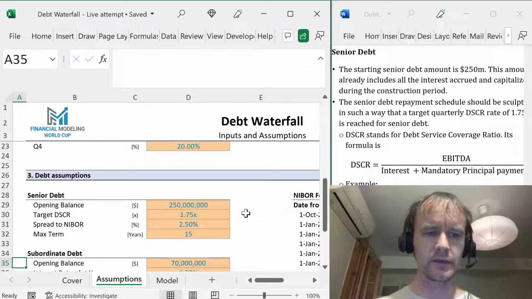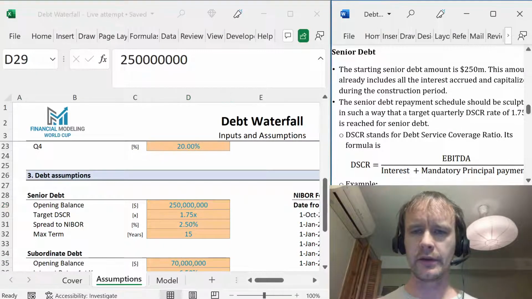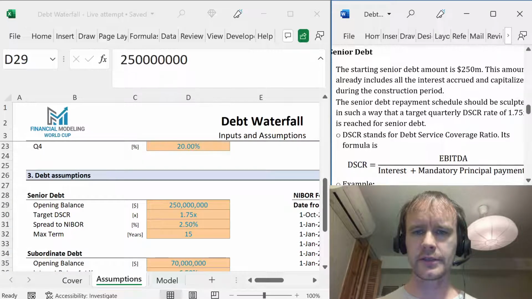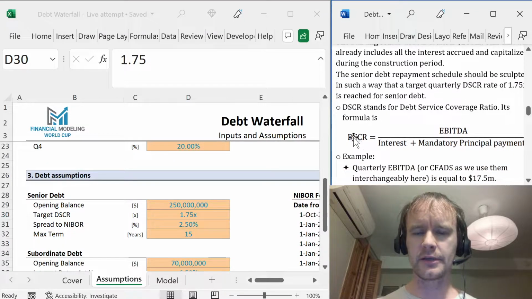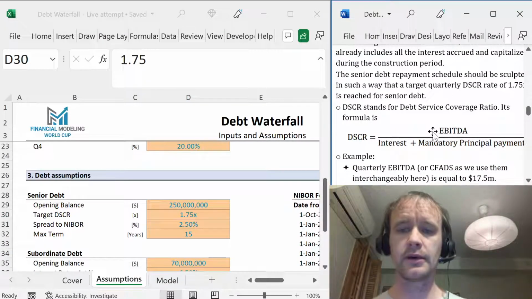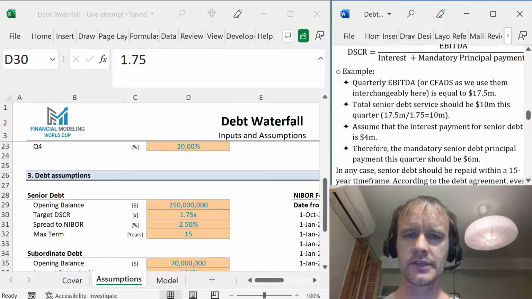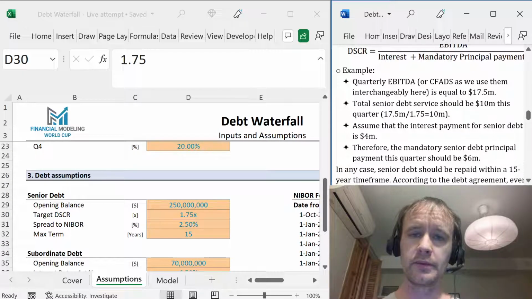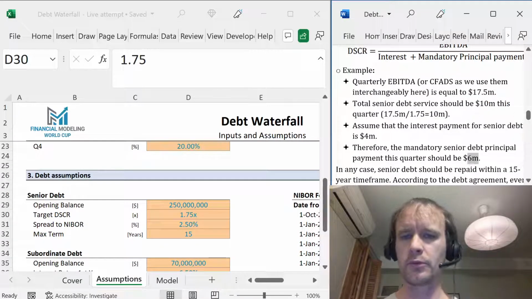First things first, let's take a look at the assumptions. So starting amount is 250 million. We got that here. Senior debt repayment should be sculpted with a target debt service coverage ratio of 1.75. That's this number here. And it explains here the debt service coverage ratio is EBITDA, which again we've talked about is the same as CFADS that we've already modeled, divided by interest plus mandatory principal payment. So it gives an example here. If you had quarterly EBITDA, which is CFADS, of 17.5 million, you divide that by the debt service coverage ratio, so your total debt service should be 10 million, and let's say you have 4 million of interest payments, then your principal payment will be 6 million.